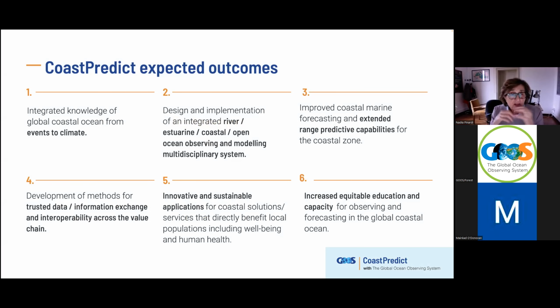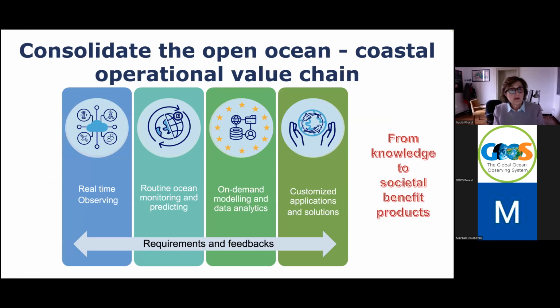The expected outcome is this integrated knowledge of the global coastal ocean, the design and implementation of integrated river, estuarine, coastal, and open ocean observing and modeling, a multidisciplinary system, improved coastal marine forecasting, extended range capabilities for the coastal zone, development of methods for trusted data and information exchange, innovative and sustainable applications that stem out of the previous outcomes, and services that directly benefit local populations, and then increased equitable education and capacity, which should start from all the outcomes.